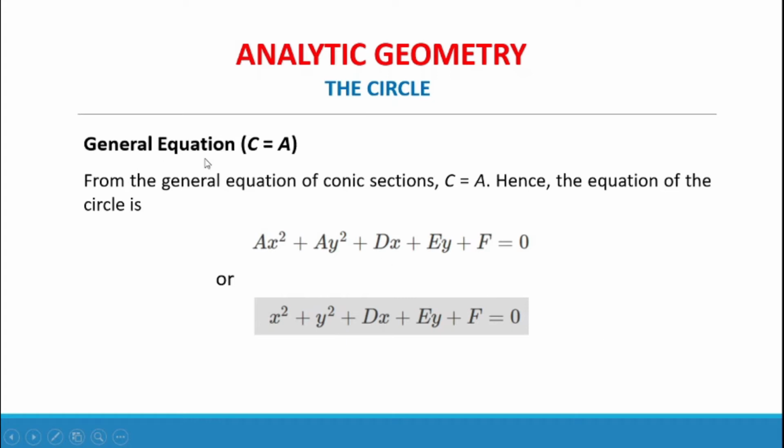And for the general equation, where C is equal to A, the equation of the circle is ax squared plus ay squared plus dx plus ey plus f is equal to 0, or x squared plus y squared plus dx plus ey plus f is equal to 0. And this is the general equation of the circle.